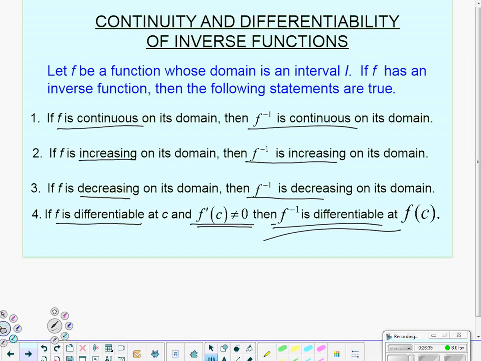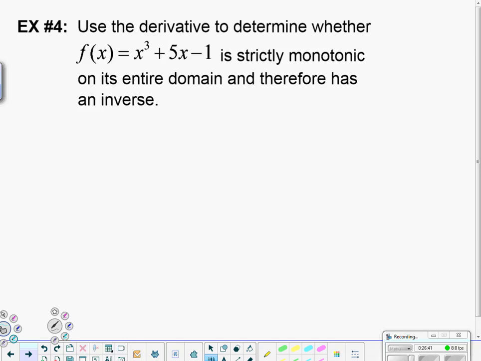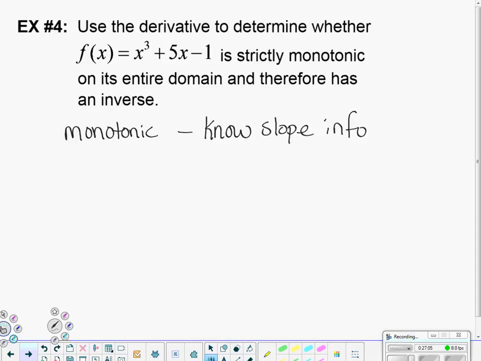If one is increasing, then the inverse is increasing. Use the derivative to determine whether this is monotonic on its entire domain and therefore has an inverse. Well, it's cubic, but it's got a little bit more, doesn't it? Okay, so if I want to talk about monotonic, I want to know something about its derivatives. I need to know slope info. How do I get slope info? I get slope info off a derivative. The first derivative, matter of fact.